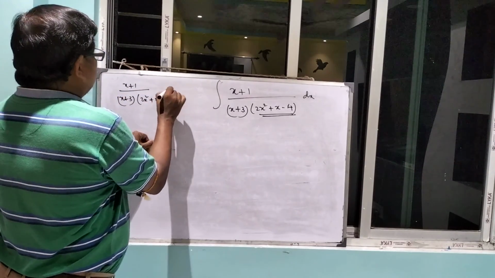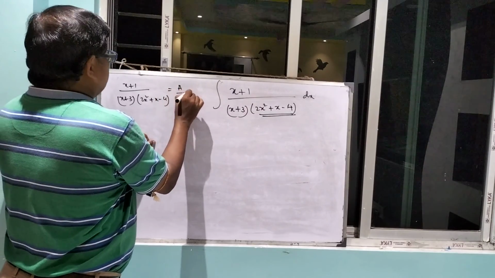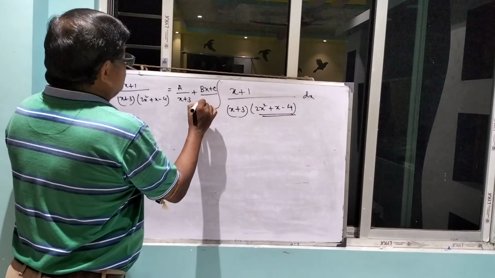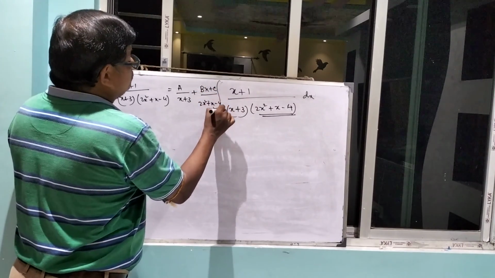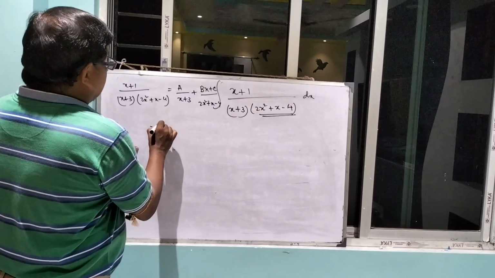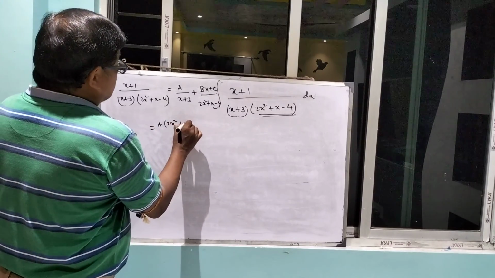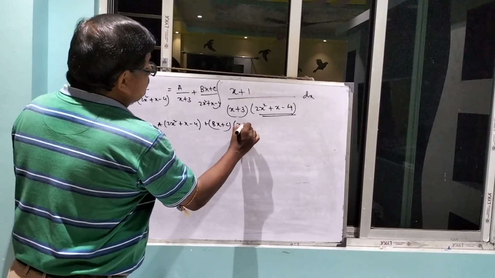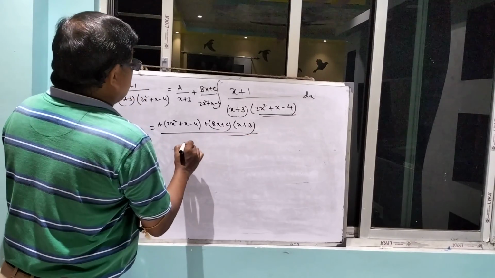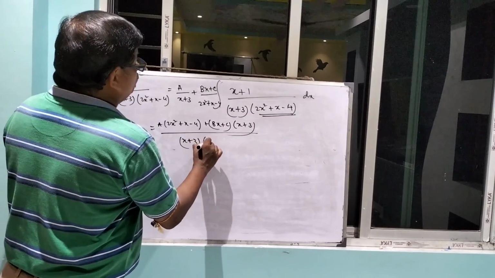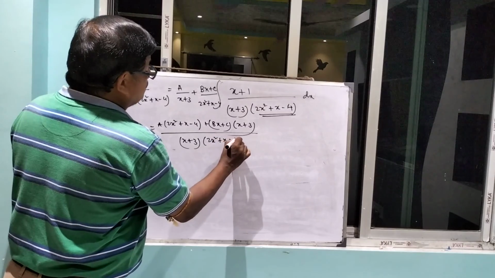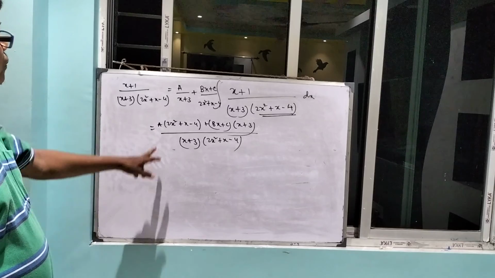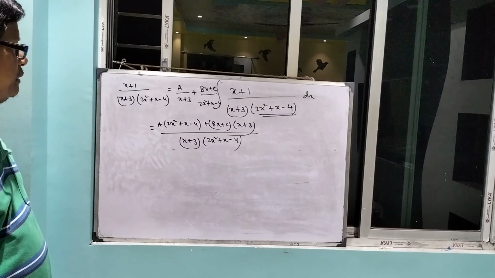x minus 4) equal to a by (x plus 3) plus (bx plus c) by (2x square plus x minus 4). Okay, so write a into (2x square plus x minus 4) plus (bx plus c) into (x plus 3), by (x plus 3)(2x square plus x minus 4). So if you put x equal to minus 3, you will get one value. So you need just to do like that.